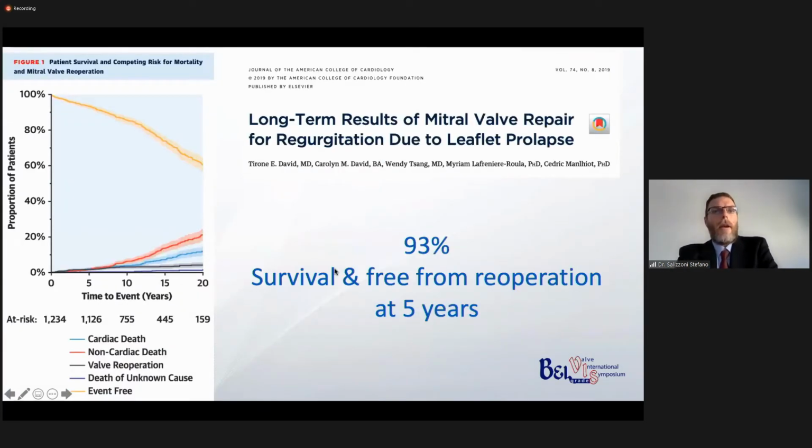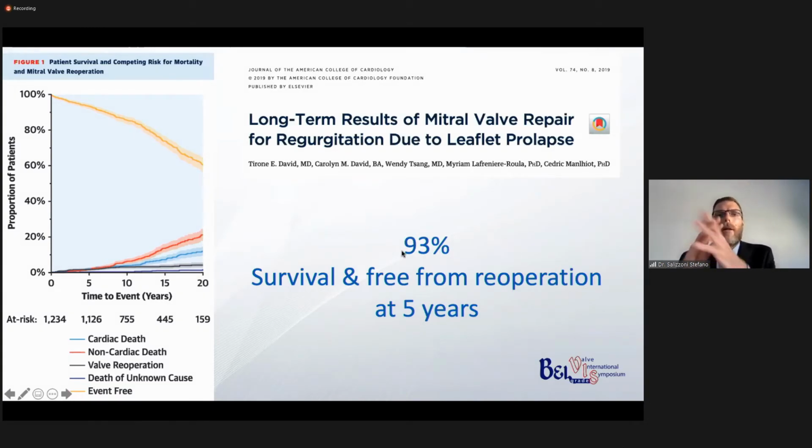And now we have to see what the surgery is, how the surgeon works on the mitral prolapse. This is a long-term result in mitral valve repair for leaflet prolapse by Tirone David, in the Journal of the American College of Cardiology. This is a very important study. We can see that after 5 years, they had 93% free from operation and survival, while with the Neochord, we had 87%.